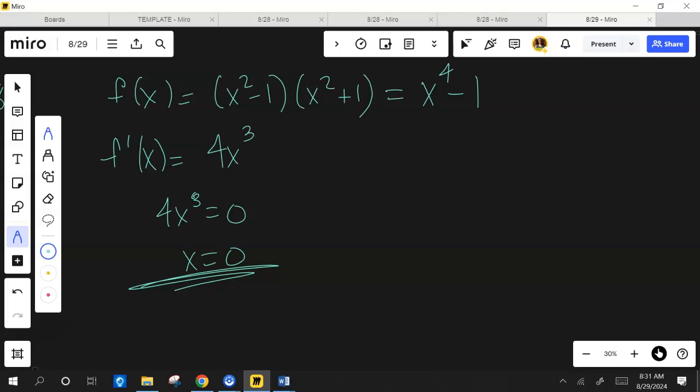If I'd have had something like, if my derivative equals x plus 2, x minus 1, how many horizontal tangents do I have? 2. Because there's two places this will equal 0. At -2 and at +1.